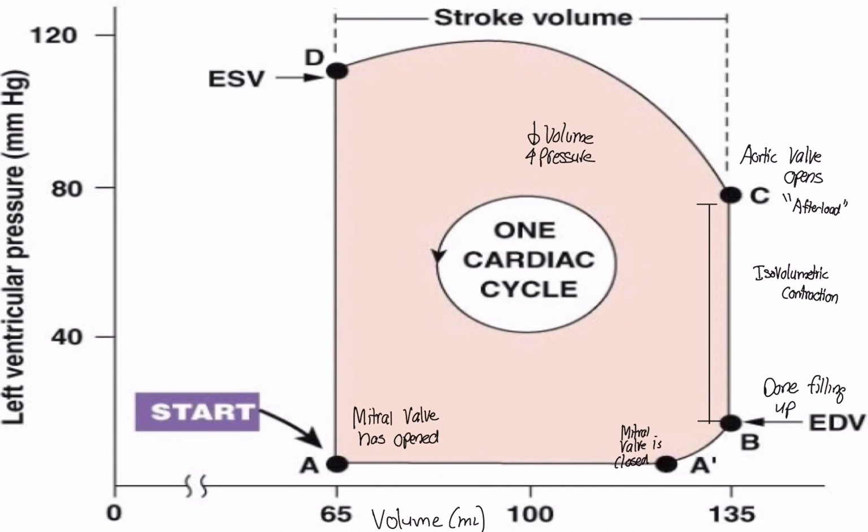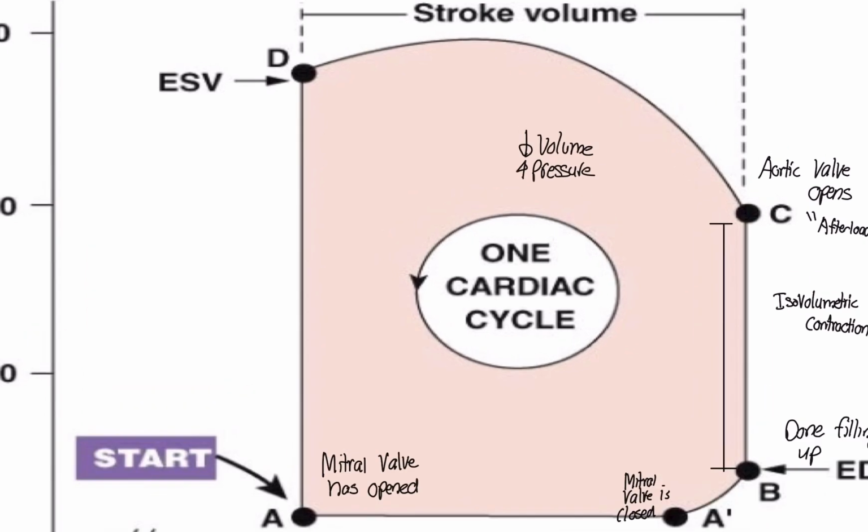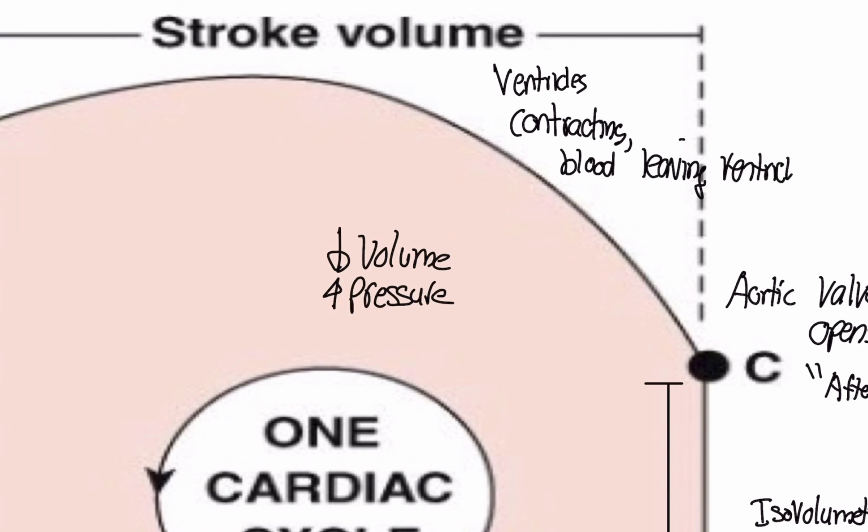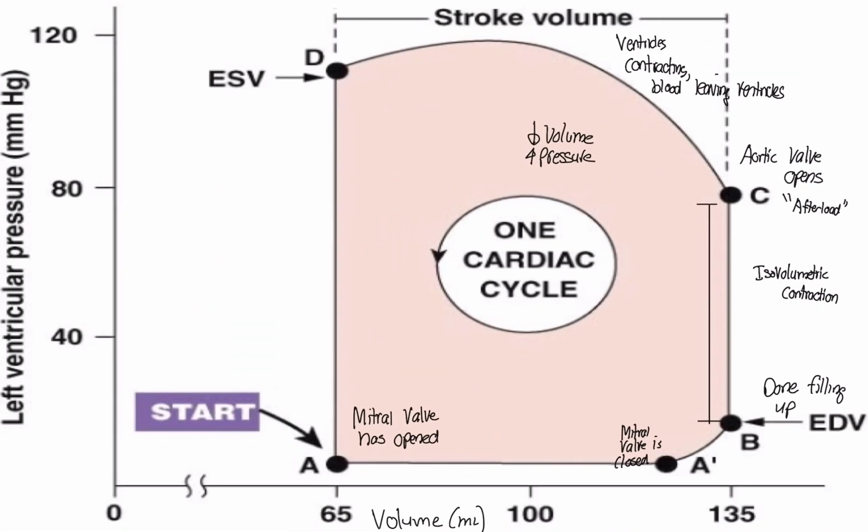Stroke volume is the amount of blood that we lost in the ventricles through contraction. That's all stroke volume is. So let's write down what's happening. Ventricles contracting, blood leaving ventricles. And it's going to the aorta. Sweet. We're almost done.